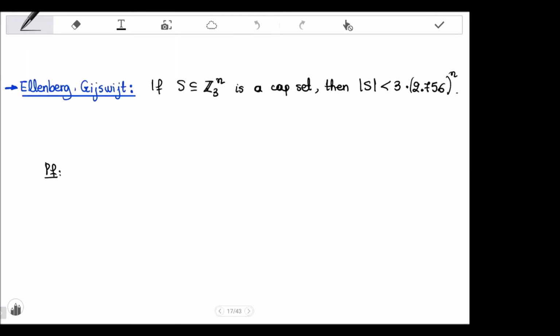Here is the theorem. If we have a cap set, then its size is at most this. And as I said, the important thing here is not exactly even what this number is, but it is strictly smaller than 3.